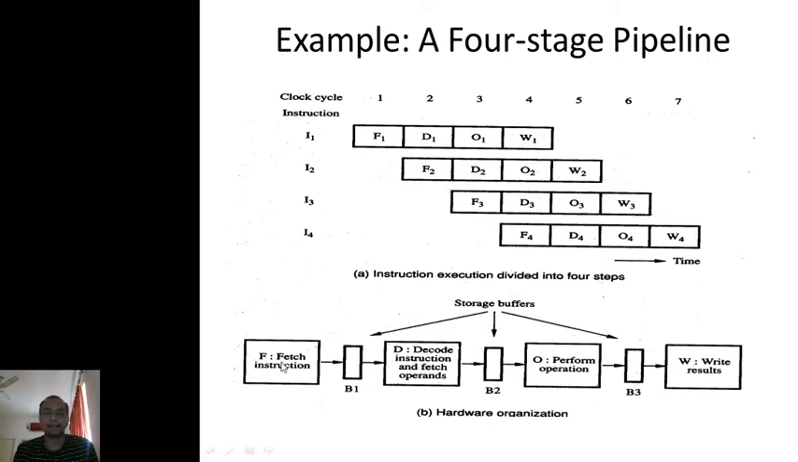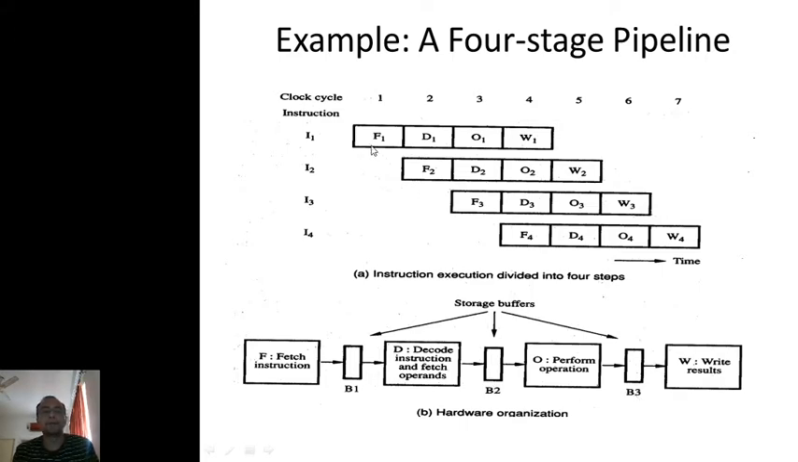If we consider the hardware organization, it is like this. The four stages are connected in cascade, or in serial, but have storage buffers between each successive stage. Say F, D, O, W, where B1 is the buffer between F and D, B2 is the buffer between D and O, and B3 is the buffer between O and W. That buffer stores the outcome of each stage.